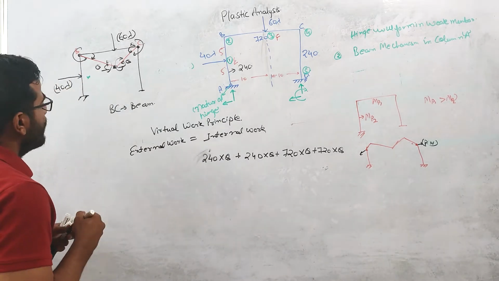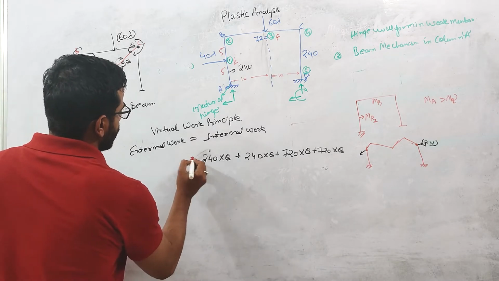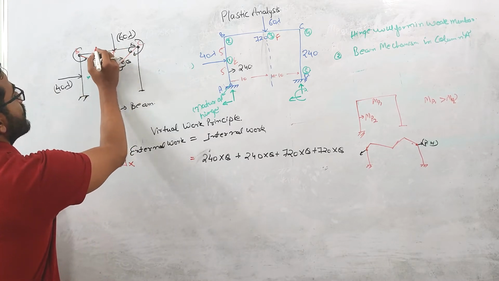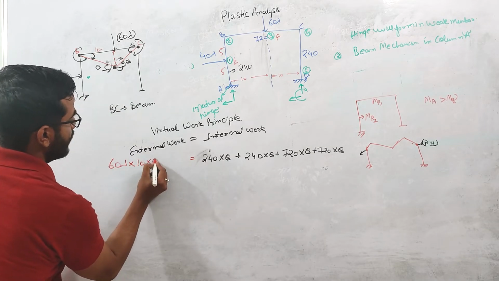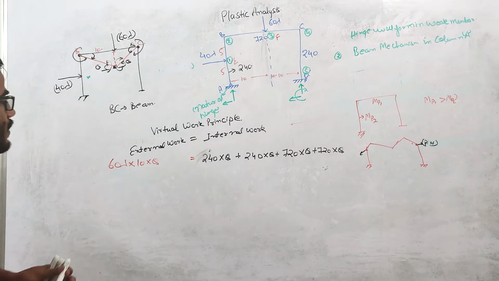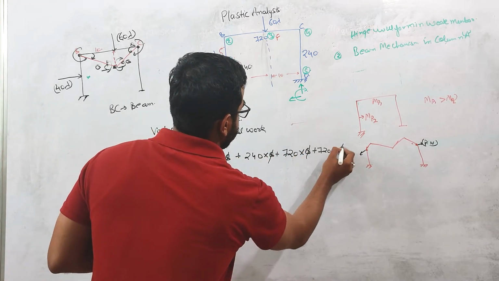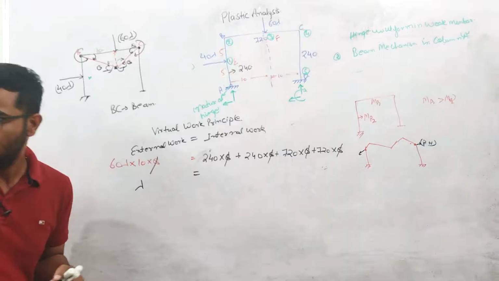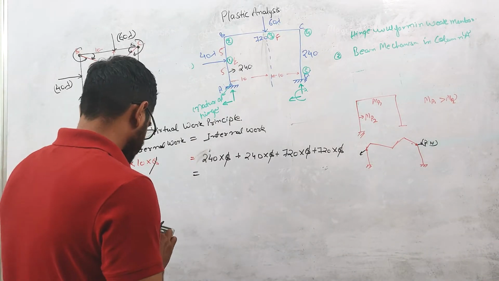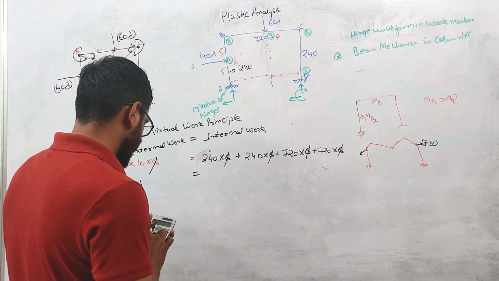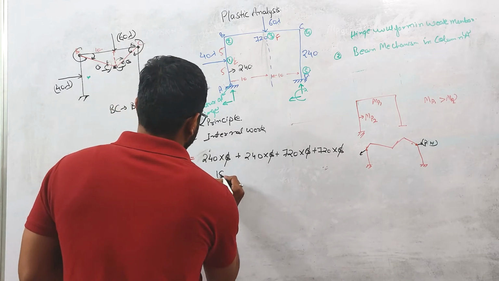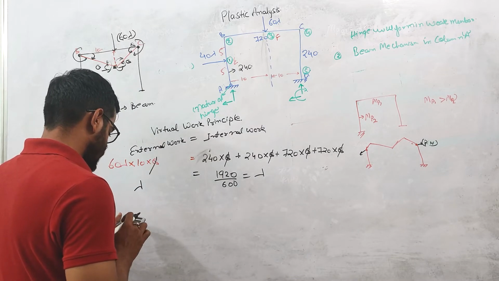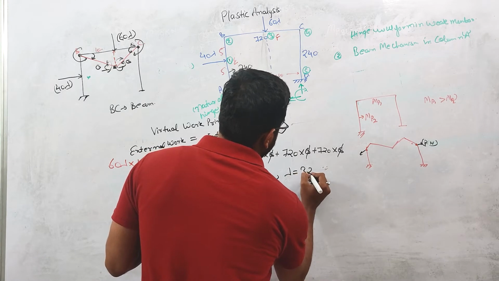And what about the external work done? External work done will be equal to 60 lambda into this distance, if this is 10, so 60 lambda into 10 theta. There should be no doubt in this. So theta will cancel out. So the final value of lambda will be 240 into 2 plus 720 into 2, over 600, and this is equal to lambda divided by 600. So this value comes out to be, lambda comes out to be 3.2.